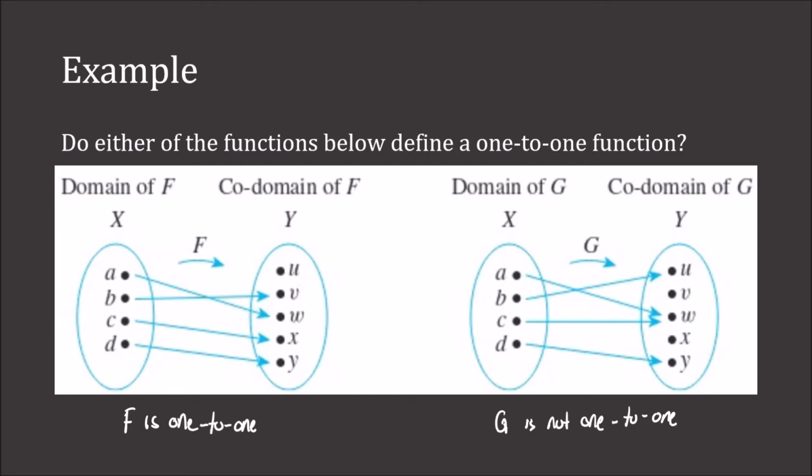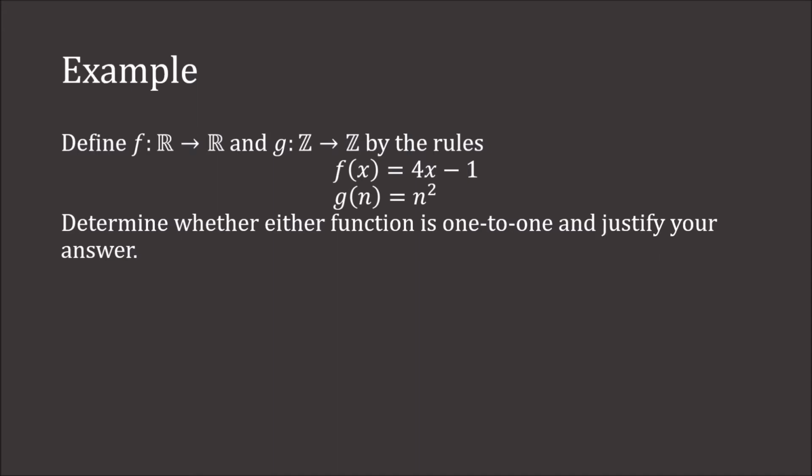All right, so that's for functions from a finite set to a finite set. Let's look at infinite sets. We're going to have two functions here. F will be from the reals to the reals. G will be from the integers to the integers. And they're defined as follows. F of x is 4x minus 1. G of n is n squared. We wish to determine whether either of these two functions is one-to-one, and of course justify our answer. That is, if it is one-to-one, prove it. If it's not, provide a counterexample.